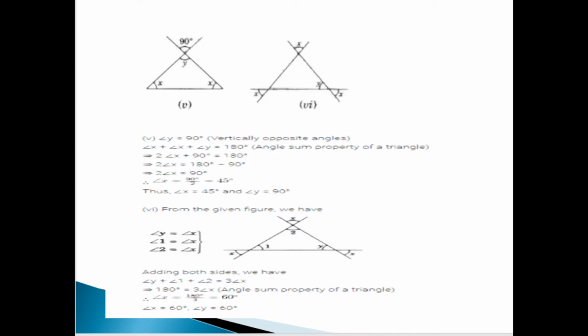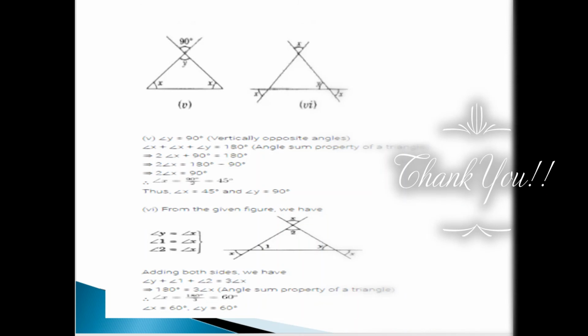And moving to the last question, last part, in the given figure we have been provided the vertically opposite angle to angle 1, which is equal to x, and another vertically opposite angle, x is equal to y, and the third one is angle x is equal to angle 2. So adding both the sides, y plus 1 plus 2 is equal to thrice of x. So 180 is equal to thrice of x, because of applying the angle sum property of the triangle. So angle x is equal to 180 divided by 3, that is 60 degree. So angle x is 60 degree and angle y is also 60 degree.